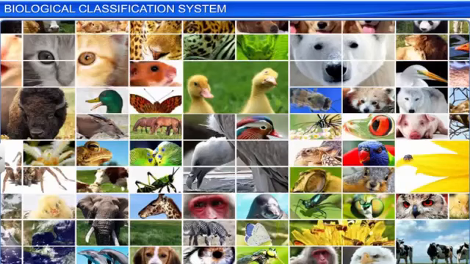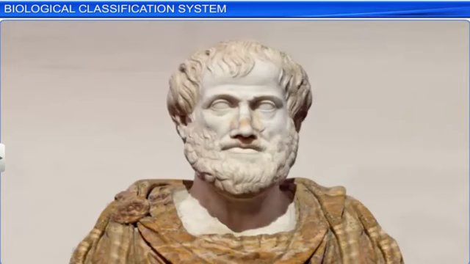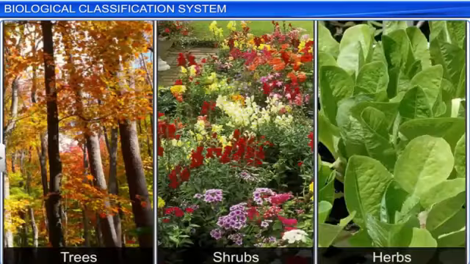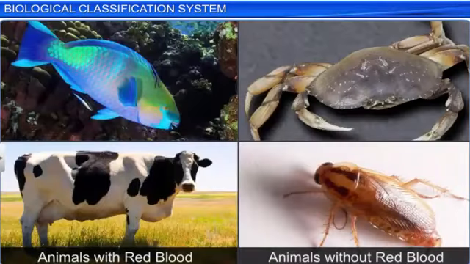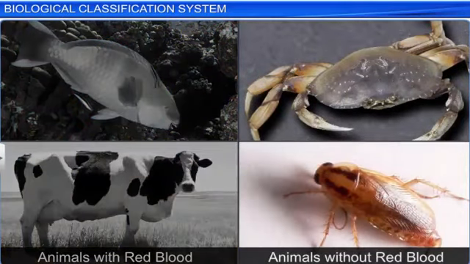The attempts to classify living organisms began centuries ago. The first classifications were made to identify organisms that were useful to man for food, shelter, and clothing. It was Aristotle who devised the first scientific method of classification. Based on morphological characters, he classified plants into trees, shrubs, and herbs, and animals into two groups, those that had red blood and those that didn't.